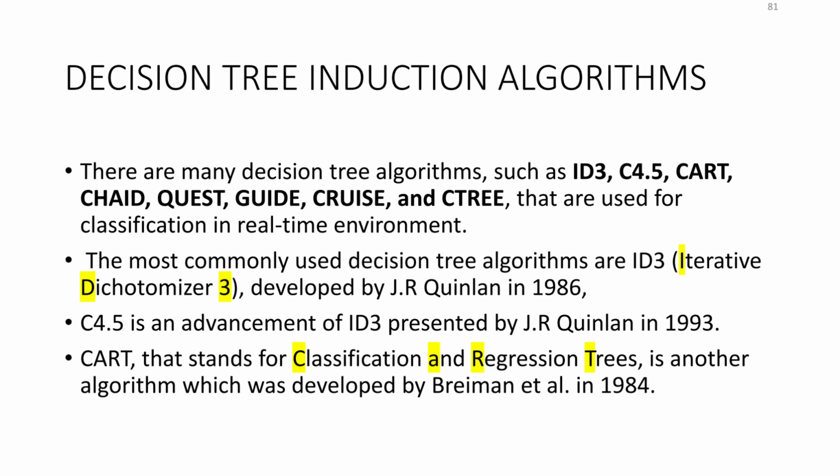These are the various decision tree algorithms: ID3, C4.5, CART, CHAID, QUEST, VOID, CRUISE, C3. The commonly used are the ID3 and CART algorithms. C4.5 is an advancement of ID3. CART is for classification and regression trees.